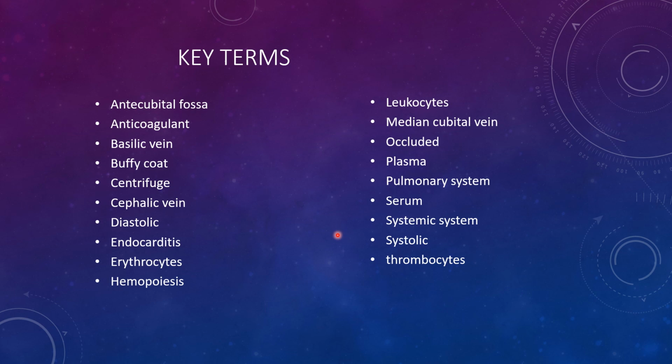Next is your systolic. From the term itself, systolic, this is the blood pressure when the heart is fully contracted. So, kapag fully contracted siya, it is systolic, pero kapag at rest, that is your diastolic. Lastly is the thrombocyte. So, the other term for your thrombocytes is platelets.